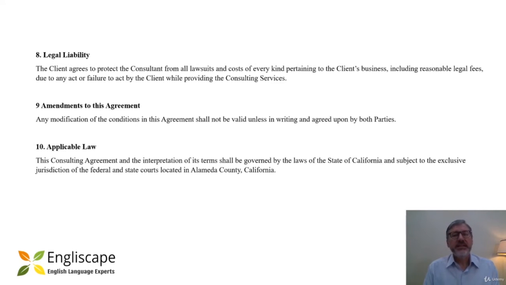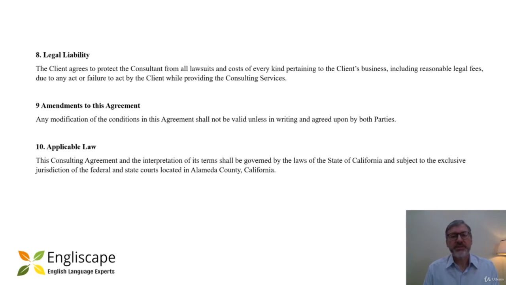Article 8. Legal liability. The client agrees to protect the consultant from all lawsuits, being taken to court, and costs of every kind pertaining to the client's business, including reasonable legal fees due to any act or failure to act by the client while providing consulting services. So the client here, Mitchell Windows and Doors, will legally protect the consultant, Krishna, from any lawsuits and any costs incurred by those lawsuits.